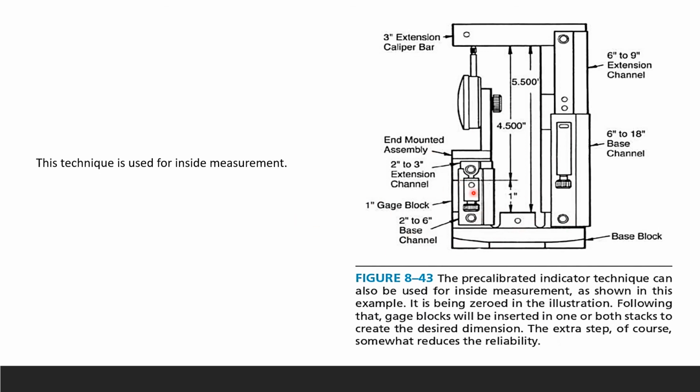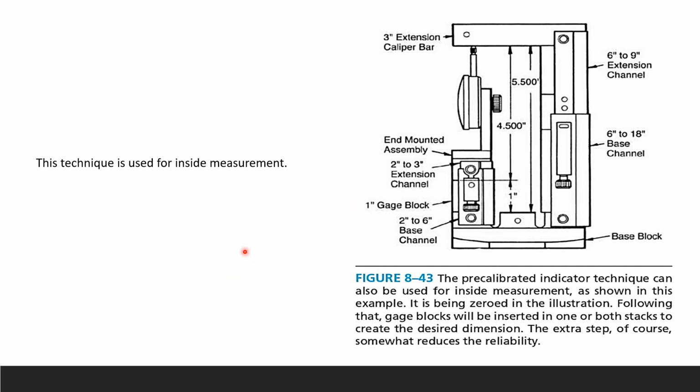But again, we don't have to go into details. You only need to know about the technique. So it's been set to 0 in the illustration right there. And here you can see this is just trying to show you your extension caliper bar, okay? And this is your channel, and that's your base channel, and this is your base block. And here is your other base channel, and then your extension channel right there. And then your end mounted assembly is right in here. So gauge blocks will be inserted in one or both stacks to create the desired dimension. Okay, so the extra step, of course, somewhat reduces the reliability.